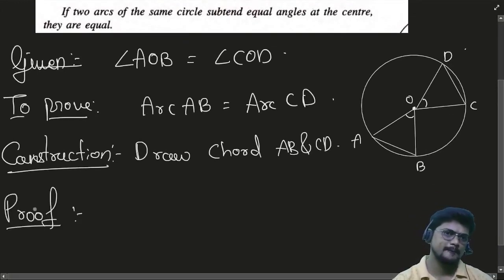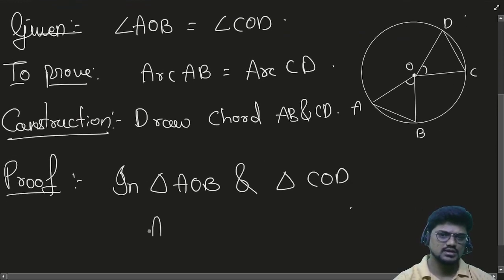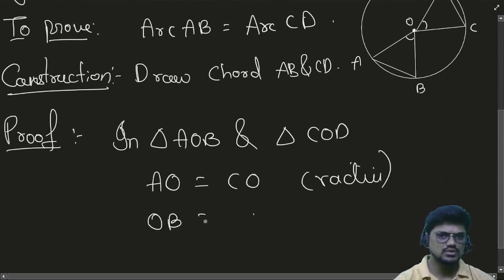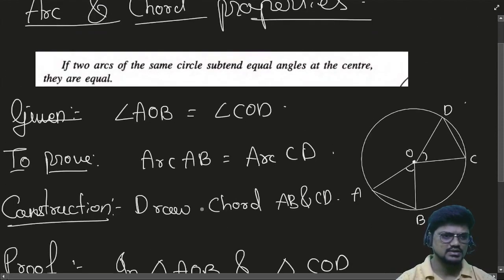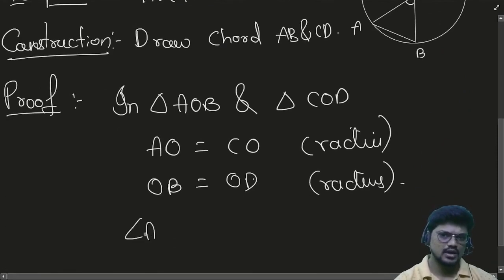Sir, SAS test? Yeah, we'll be doing that. Now in triangle AOB and triangle COD, what all things can we see? That is AO is equal to CO, radii. Also OB is equal to OD, the same thing, radii. They both are radii, that's why they both are equal. Also angle AOB is equal to angle COD. Why? That's given.